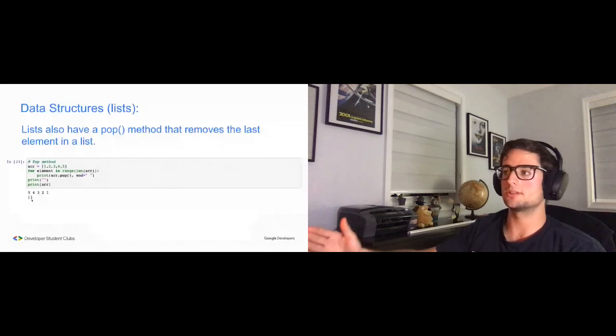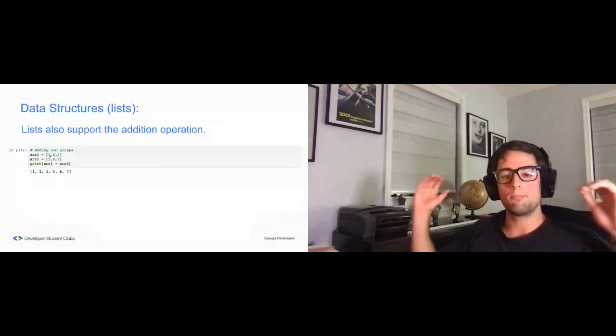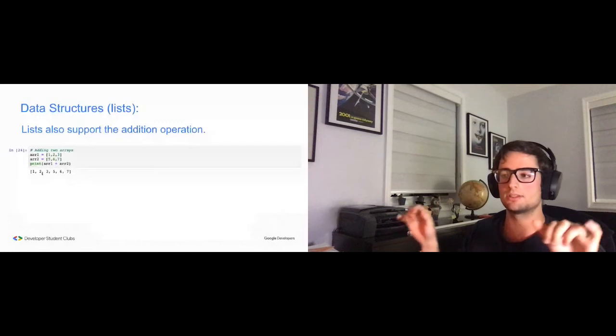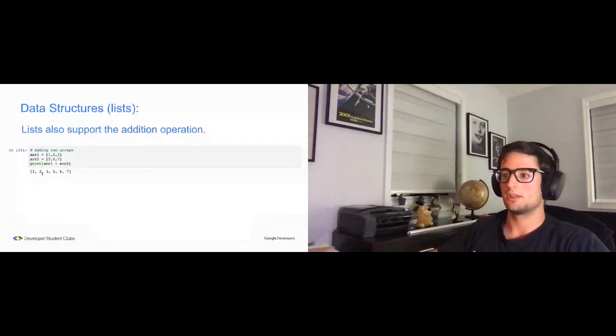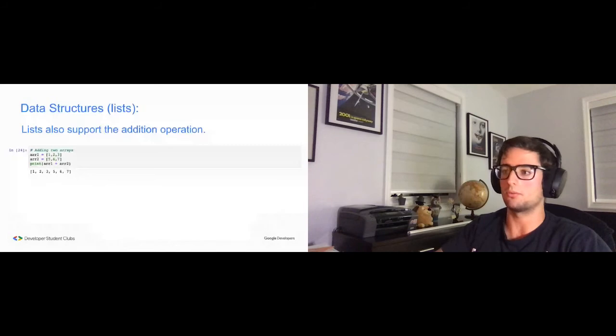Lists also support the addition operator. So let's say we have 2 arrays, 1, 2, 3, and then 5, 6, and 7, and we add them together, we get one big array that includes each and every element in them together. Something I do want to point out is that with arrays, you cannot multiply them or divide them because that will give you an error. I want to make that clear.